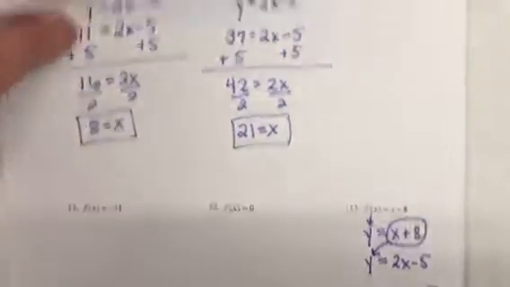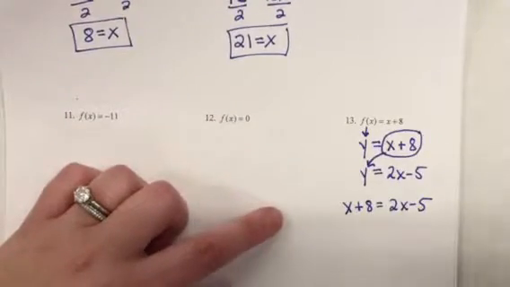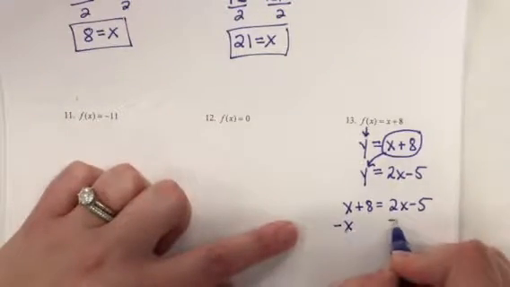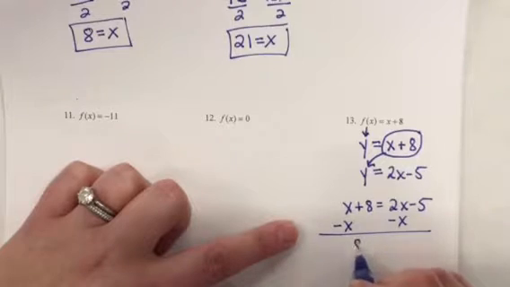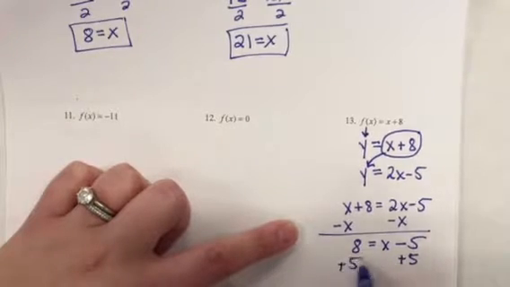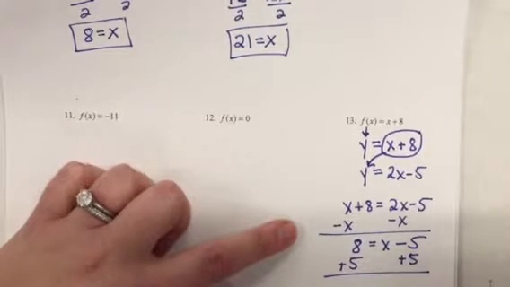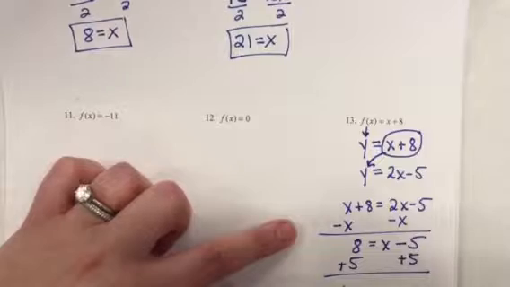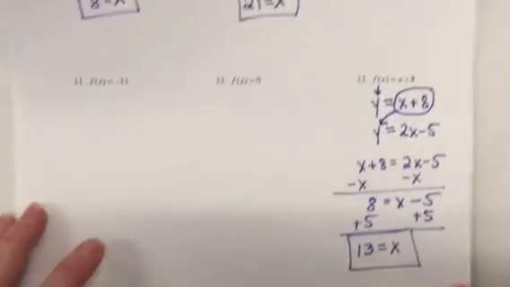So now I can solve this equation, okay? I can subtract x from both sides. 8 is equal to x minus 5. Then I can add 5. 8, 9, 10, 11, 12, 13 is equal to x. And that's your final answer.